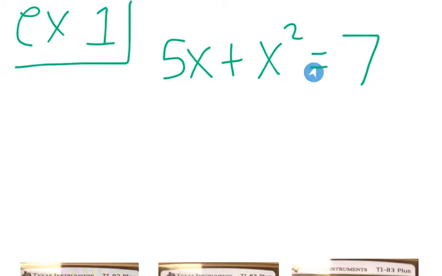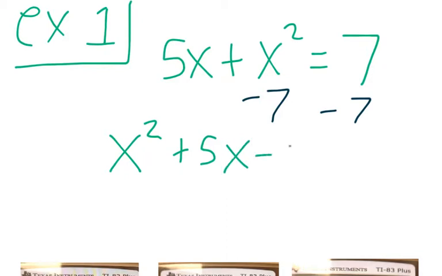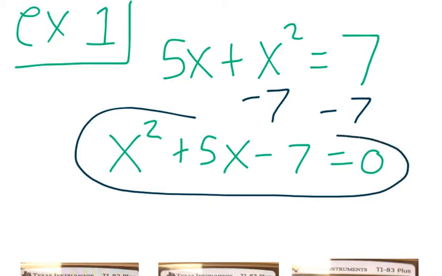I've got this equation right here, 5x plus x squared equals 7. So the first thing I'm going to do here is reorder it. I'm going to basically subtract 7 from both sides. So now I have x squared plus 5x minus 7 equals 0. You always want to have everything on the same side with these methods. So what I'm going to do now is just graph this.